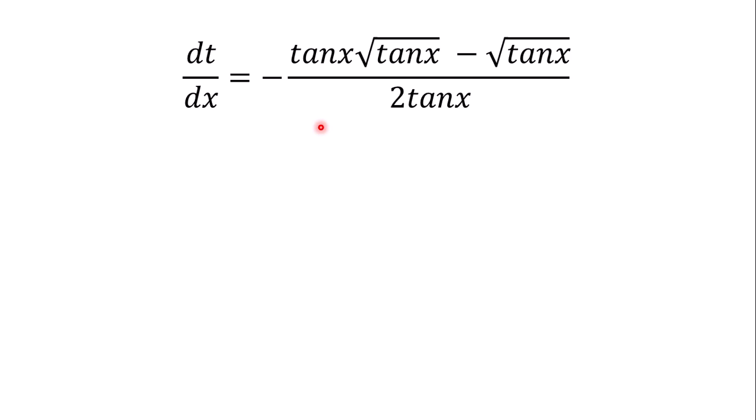All right, the answer to the other one, which is the tan inverse of the square root of tangent x plus 1 over square root of 4 tangent x all over square root of 2, is minus tangent x times square root of tangent x minus square root of 4 tangent x all over 2 times tangent x, or tangent x square root of tangent x minus tangent x times square root of 4 tangent x all over 2 times square root of 2 times tangent x.